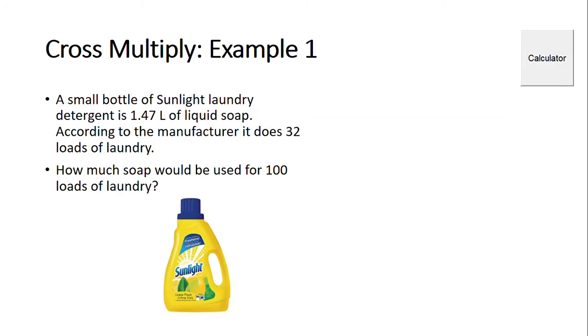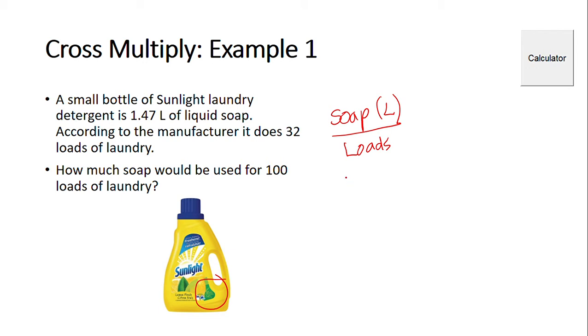In our first example, we have a small bottle of Sunlight laundry detergent, and you probably have this at home. In this bottle of liquid soap, there is 1.47 liters, and according to the manufacturer, if you look down here at the bottom, it'll say that it does 32 loads of laundry. And so a question that you might see would be how much soap would be used for 100 loads of laundry. What we're going to do is set up our ratio of, let's do liters, so soap in liters to loads.